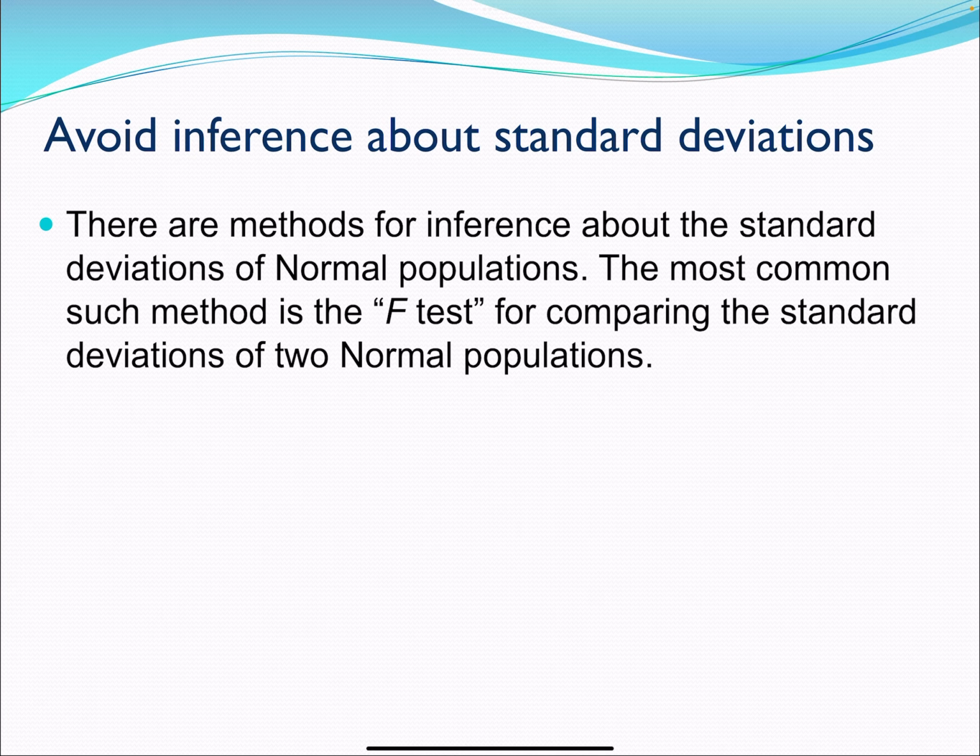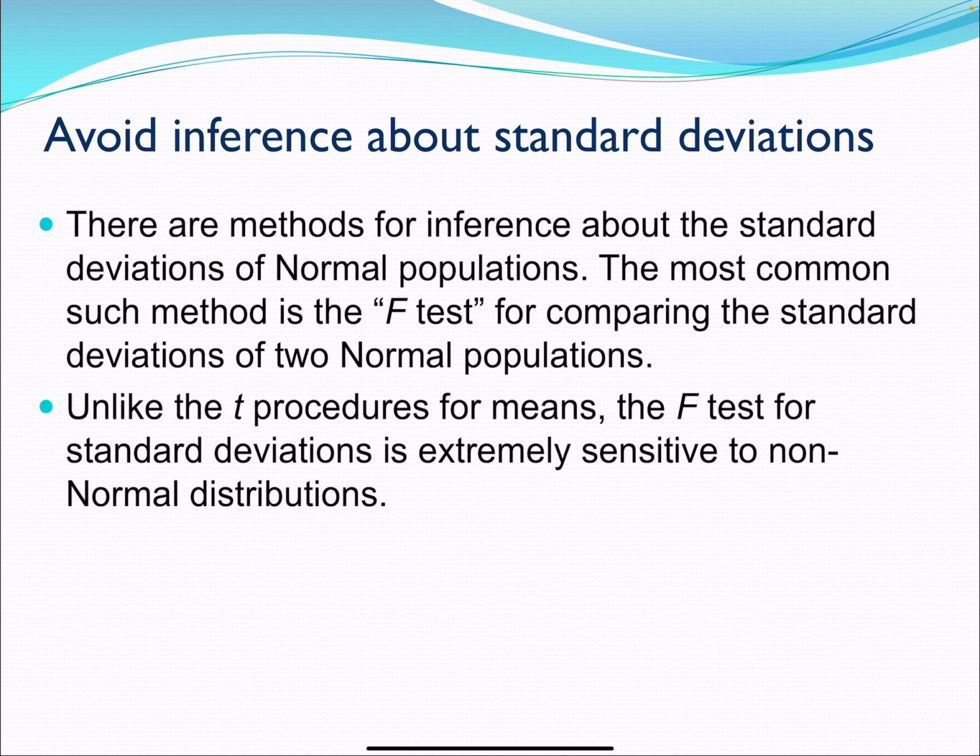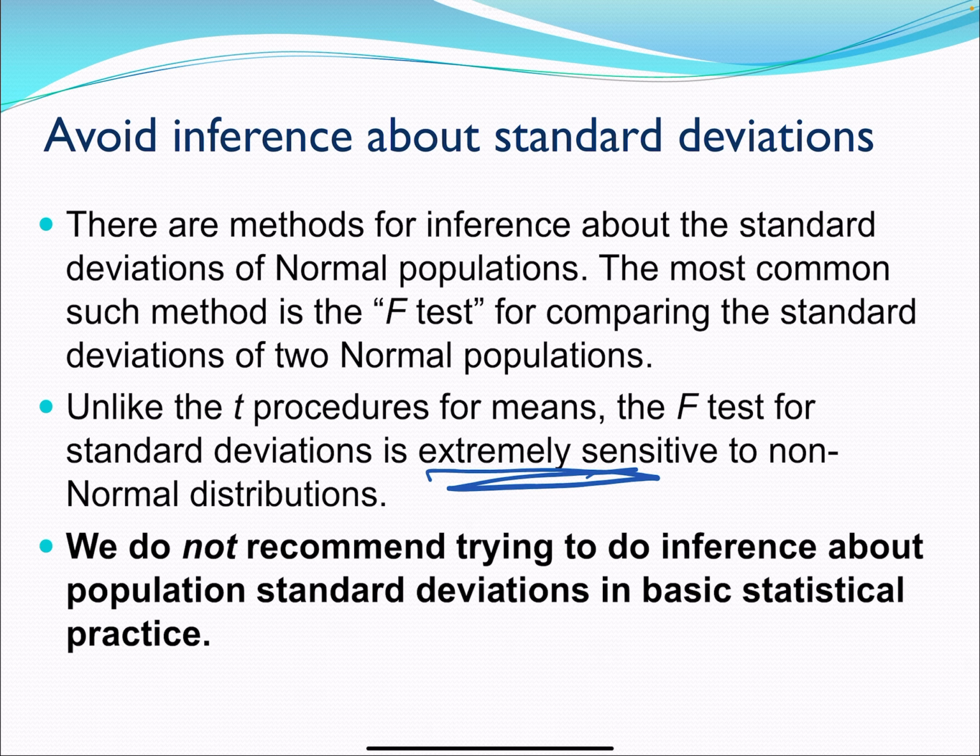We also need to avoid inference about our standard deviations. There are methods for inference about standard deviations of normal populations, the most common being an F-test. We're going to see that in chapter 27 for comparing the standard deviations of two normal populations. Unlike our T procedures, the F-test for standard deviations is extremely sensitive to non-normal distributions, like really, really sensitive. So we do not recommend trying to make inference about population standard deviations in basic statistical practice. That's why we really only look at means.